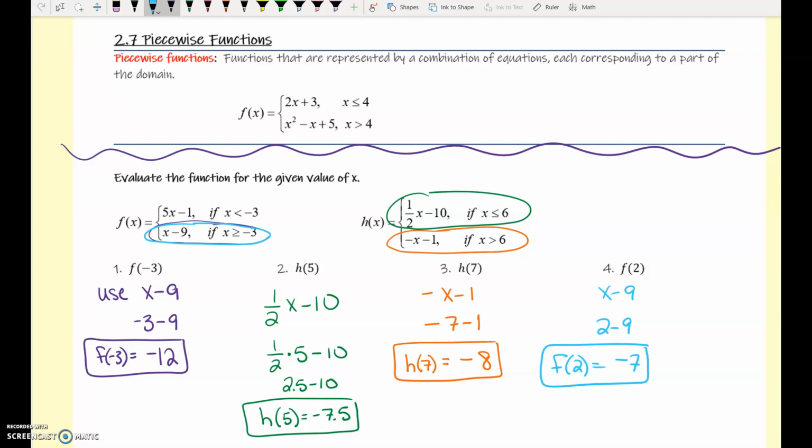So in that one, we didn't end up using that top left function at all. But if I had given you f of -7, then you would have used 5x minus 1. If I would have given you f of -10, we would have used that top left function.